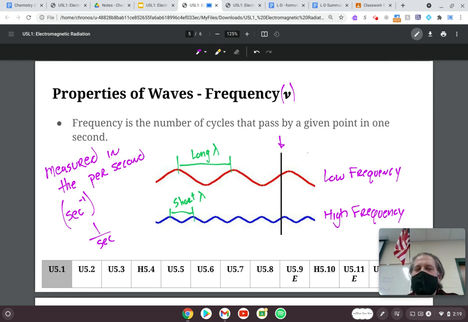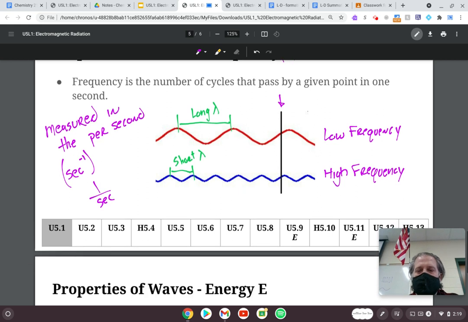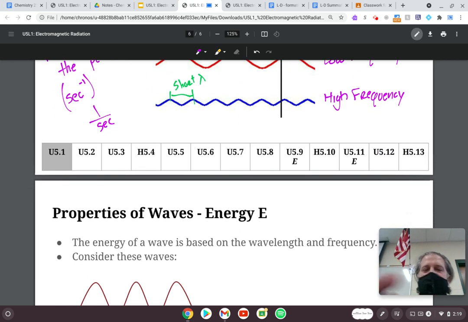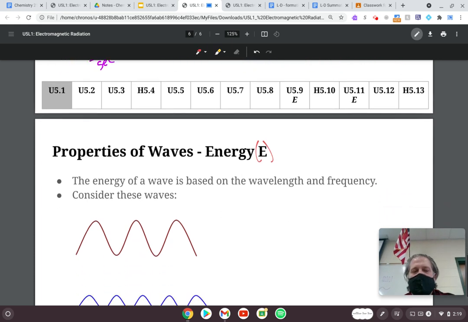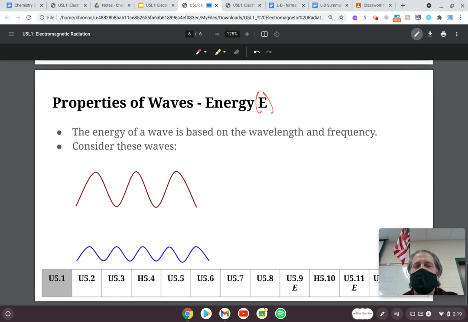And then the last thing that we're going to talk about today is the energy of the wave itself. So energy is the relationship between wavelength and frequency. And what that means is that if I'm going to compare two different waves, like in this case, I'm going to be comparing the relationship between how big the wavelength is and the frequency of one wave to another, and I can make a comparison in terms of the amount of energy present.